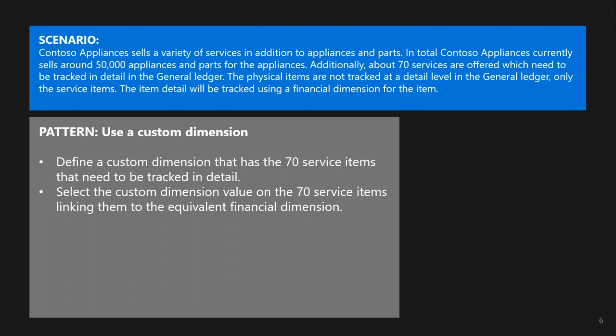So my thought is that we would define a custom dimension that has the 70 service items that need to be tracked in detail, and we select that custom dimension value on those 70 service items on the financial dimension fast tab on those released products so that they're linked to their financial dimension value. And it's not going to be automated, but I think in this case, with these 70 service items, it's a small subset. It's a one-time data setup, and the likelihood that you're adding lots and lots of new services is probably pretty slim.